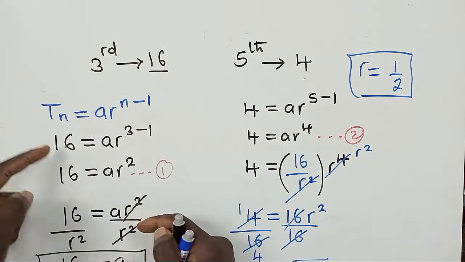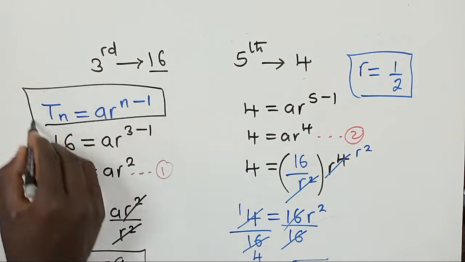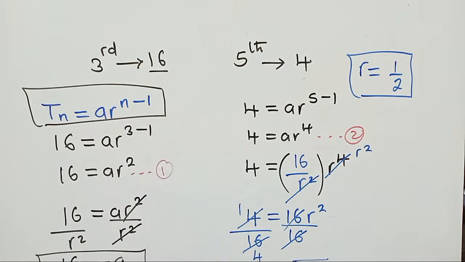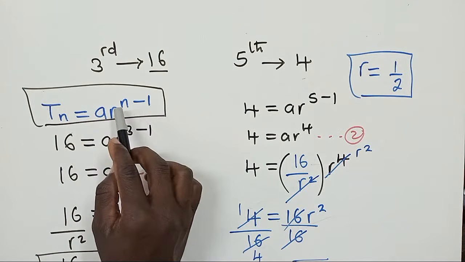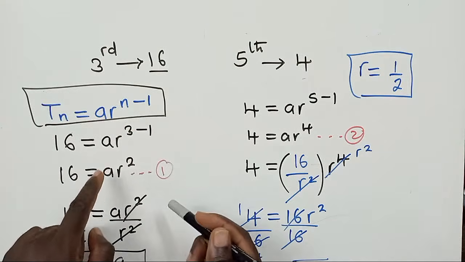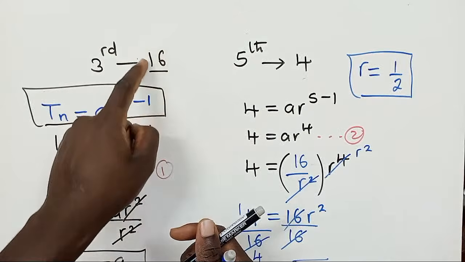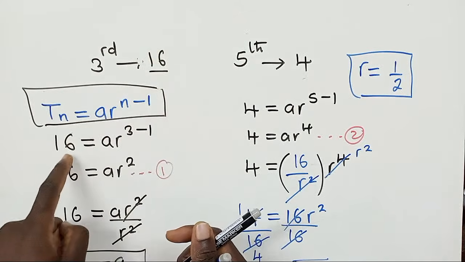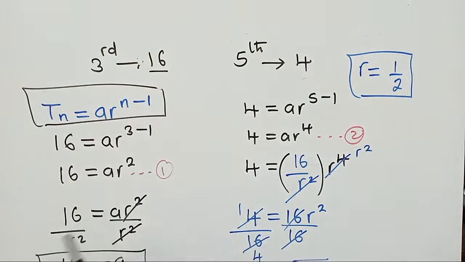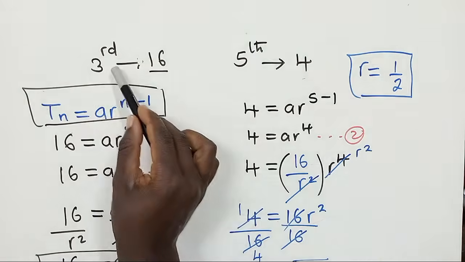When they're talking about terms, you need to know this formula. Okay, the formula which is right here. This formula must be known by heart. Okay, T subscript n is equal to a r power n minus 1. So once you do this, you now start getting here at third term. At third term, what number is there? It's a 16. So put your 16 right here, okay? And n means the term. So this is third term.